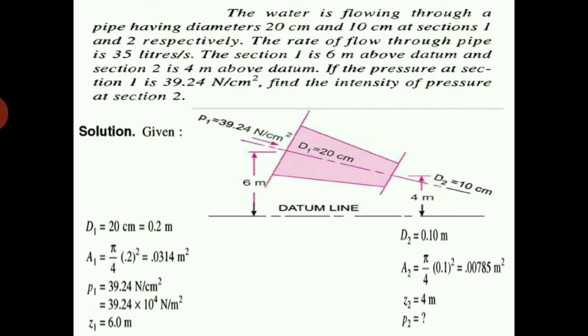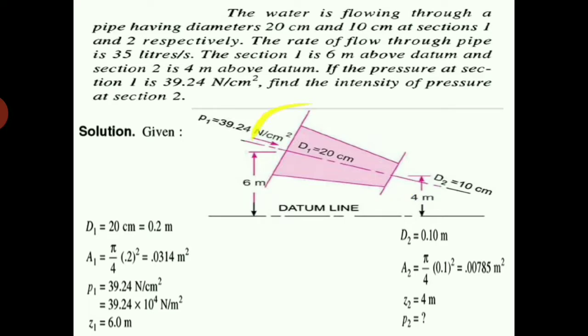Whenever the data is given to us, the first thing is to draw the diagram. Now see how to draw the diagram. First of all, you will draw a datum line. From this datum line, we need to draw all the data provided in the numerical. First, it is given that water is flowing through a pipe having diameters 20 centimeter and 10 centimeter at section 1 and 2 respectively. So consider this section as section 1 and this section as section 2.